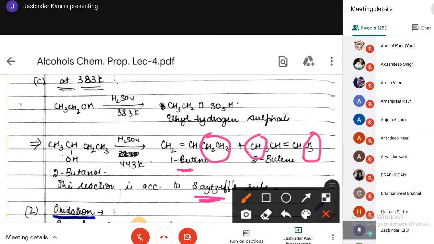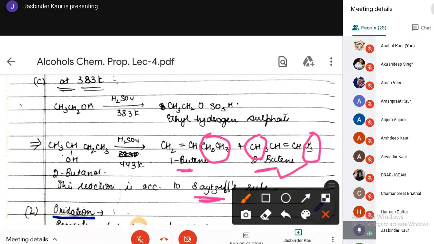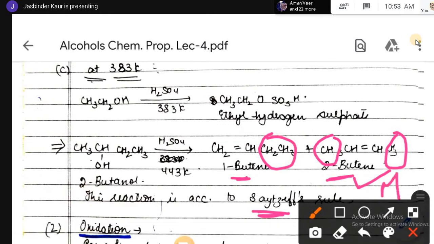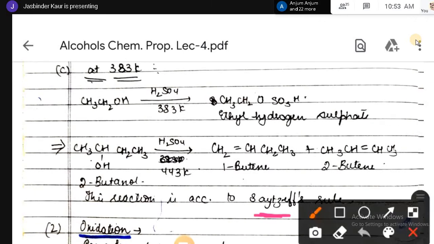These two alkyl groups are attached, so it is more alkylated. So this must be the major product. This will be the major product and this will be the minor product. And so it is according to Saytzeff's rule. So here Saytzeff's rule is also important. Define Saytzeff's rule. This we have already done in class 12 also.